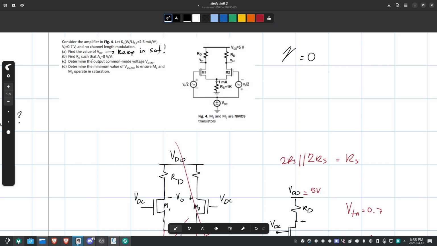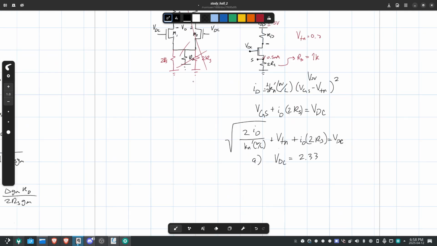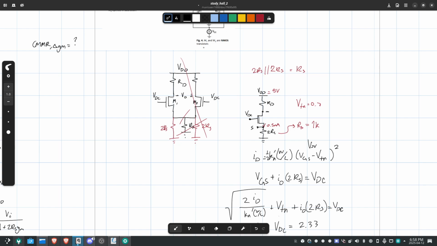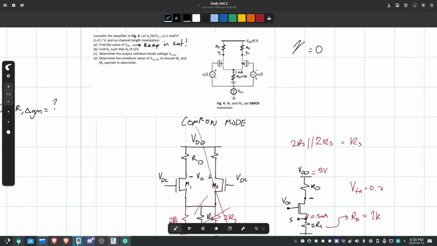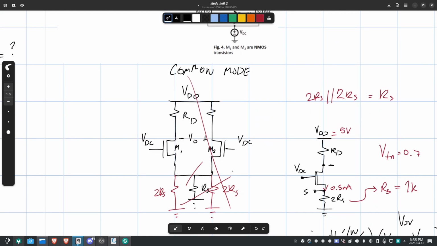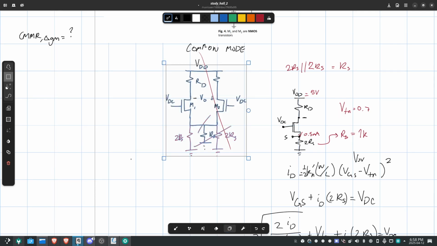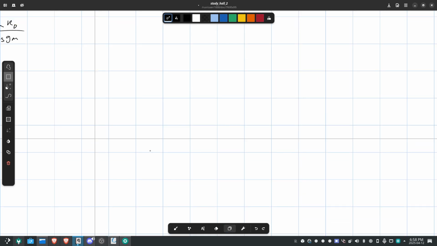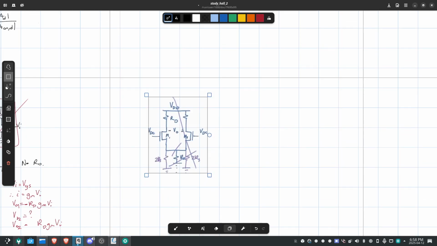Find RD such that AV is 8 volts over volt. Okay, so now we've been doing this in common mode, right? Now we need to solve for AV, which means we need to find VO and VO plus. So let's take this circuit again. Let's move it down over here.